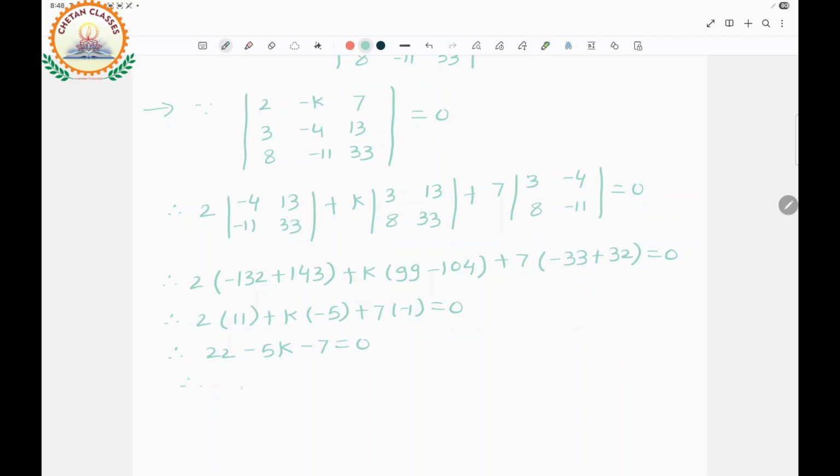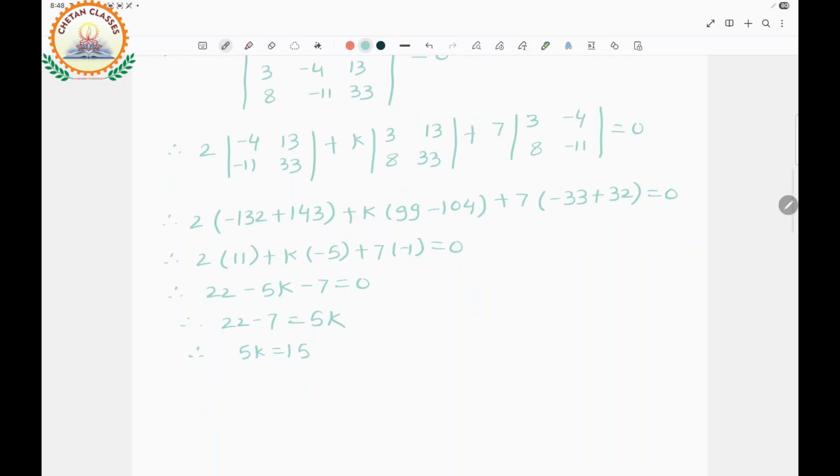Minus 5k, take on RHS. So we get 22 minus 7 is equal to 5k. Therefore 5k is equal to 15. Therefore k is equal to 15 divided by 5. So k is equal to 3. Okay.